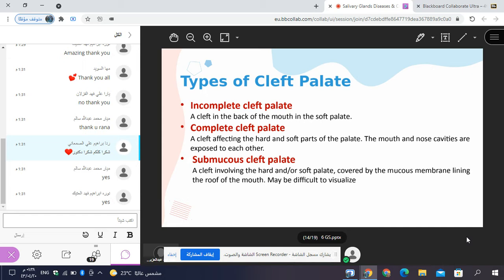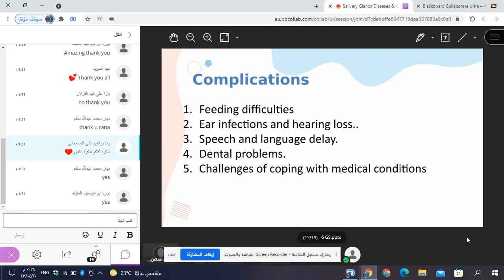Do you know about the complications of cleft lip or cleft palate? Anyone? Dental problems sometimes. Speech, yeah, exactly, language problems. Yeah, thank you. The complications include feeding difficulty, ear infection, hearing loss, speech and language delay, and dental problems.